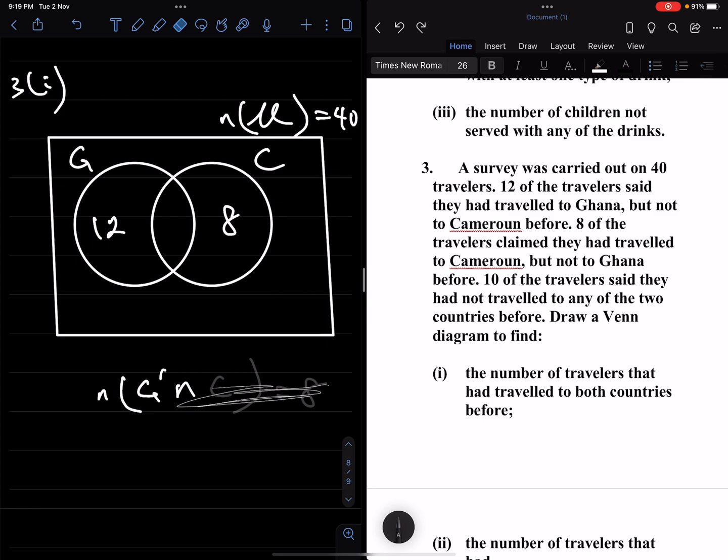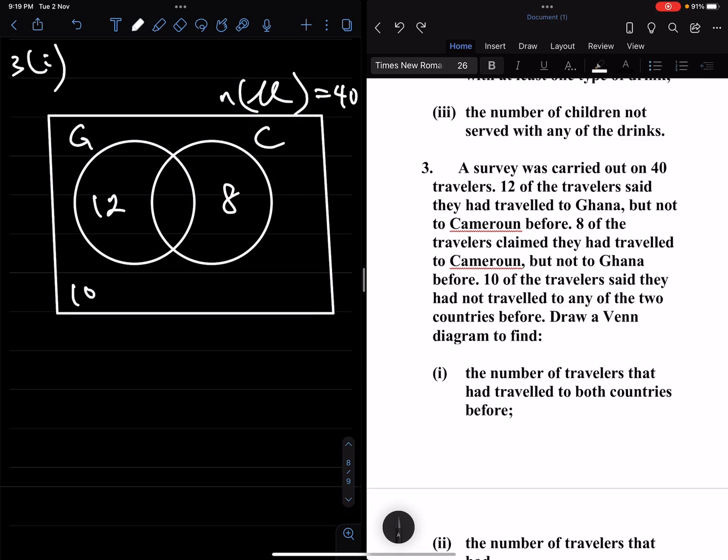Now, 10 of the travelers said they had not traveled to any of the two countries. That is, those that will be in the rectangle but outside the two sets. They are also amongst the people on which the survey was carried out, but they hadn't gone to any of the two countries. That's 10.